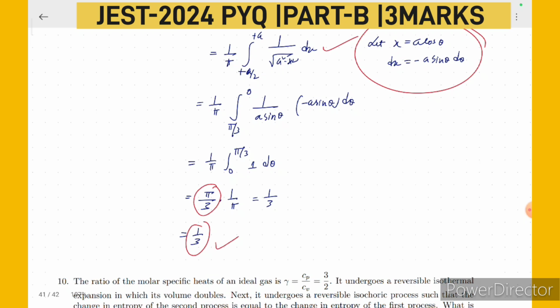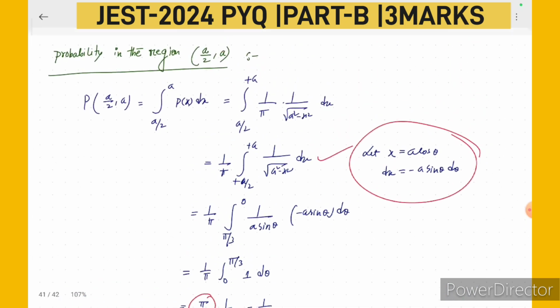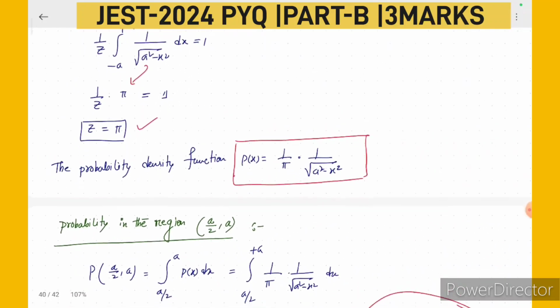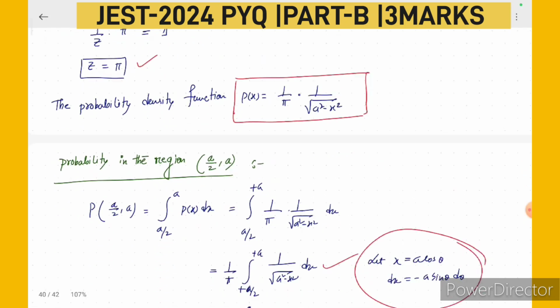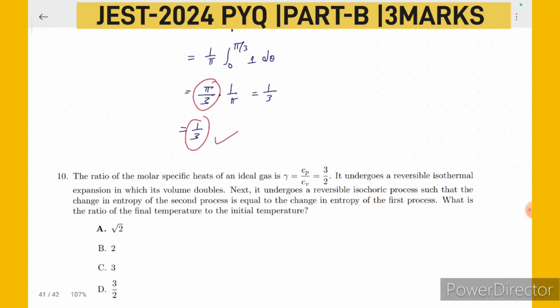So these questions are very easy questions. Most of the time, questions are asked from the probability distribution function. They give a probability distribution function, ask you to normalize it and calculate the probability in particular regions. We see this kind of question many times.